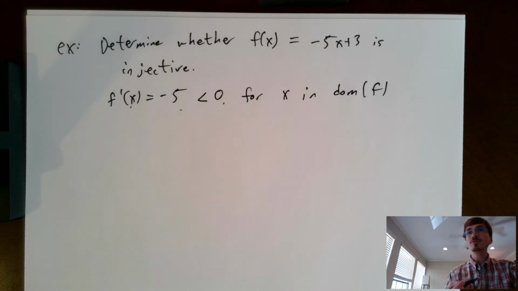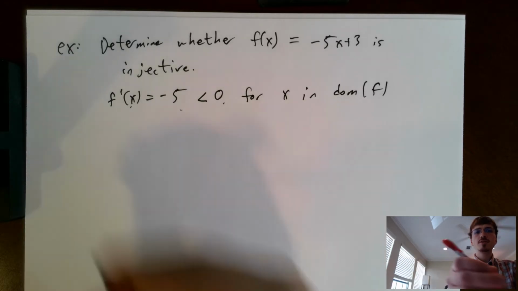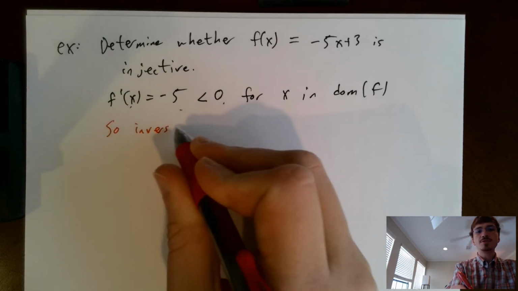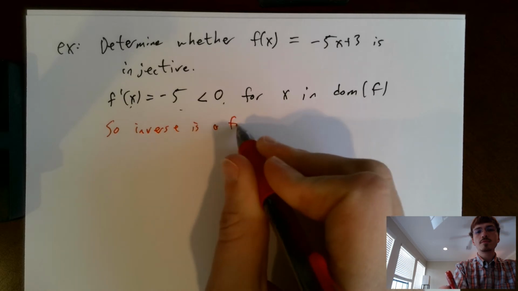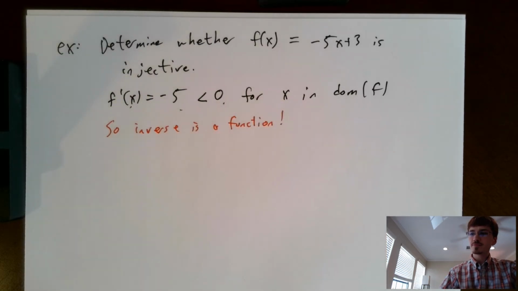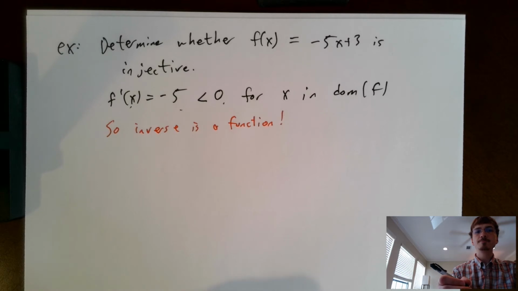So what does that mean for us? Because it's injective, it must pass the horizontal line test. What does that mean? The inverse is a function. So the inverse is a function. Let's remember, how do we find the inverse? We know that it has an inverse. We know that it's going to be a function. How do we find it?